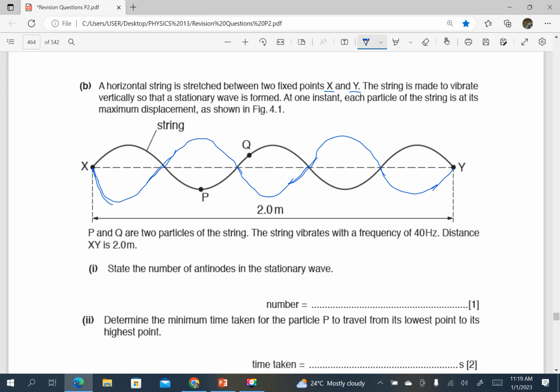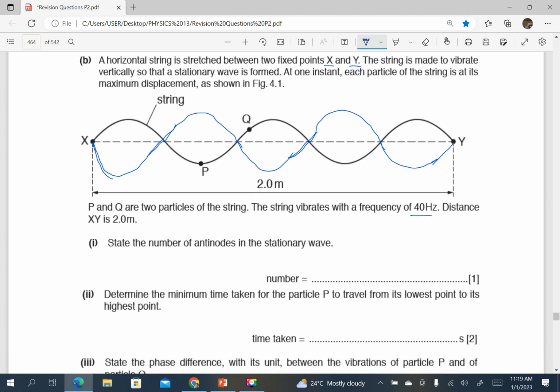P and Q are two particles of the string. The string vibrates with a frequency, and the distance XY is 2.0 meters. We have 1, 2, 3, 4, 5 loops. Remember, at X there is a node, at Y there is a node. So there is an antinode here, an antinode here, an antinode here, an antinode here, an antinode there. There is a node at this point, a node here, a node here, a node here. State the number of antinodes in the stationary wave. So we have 1, 2, 3, 4, and 5. So the number of antinodes is 5.